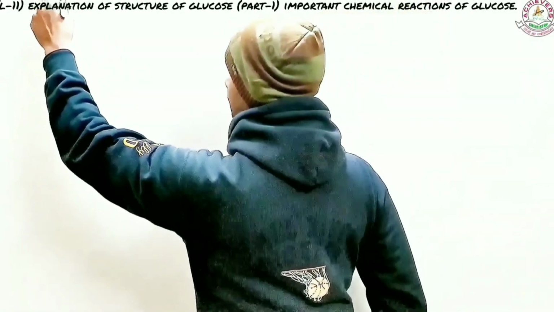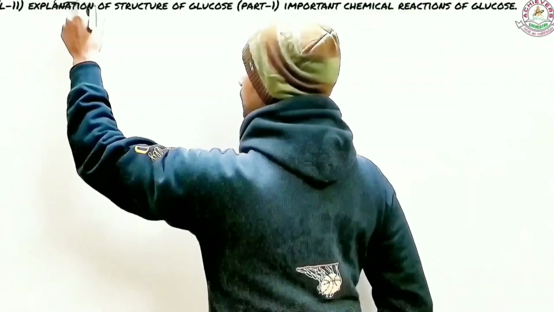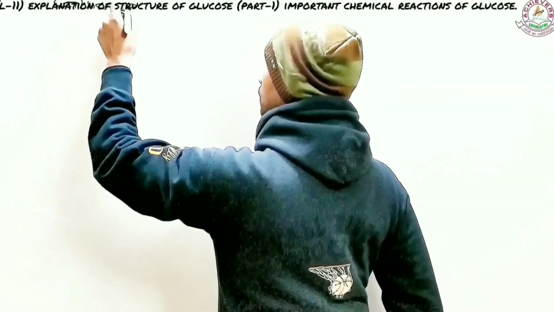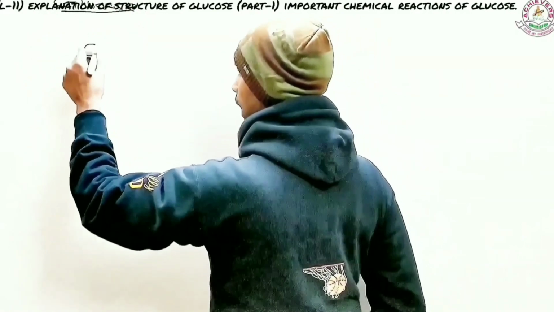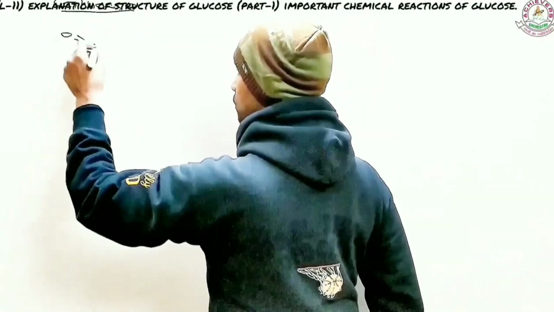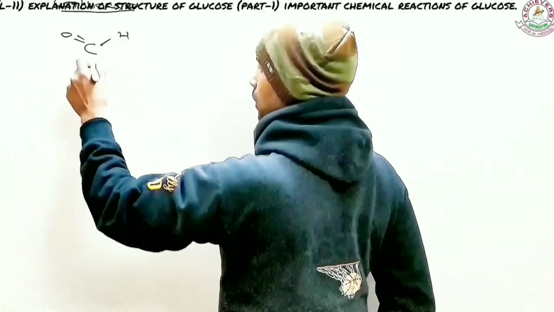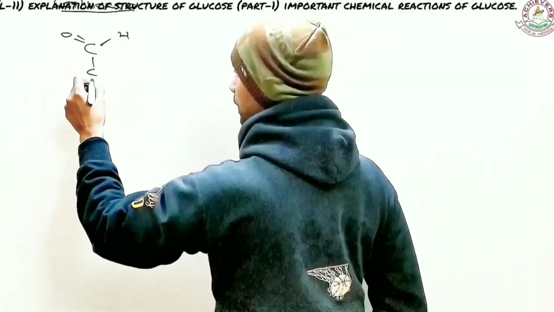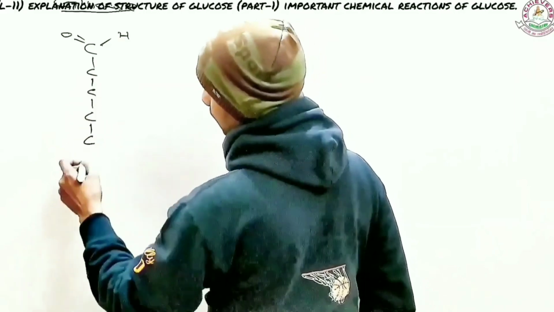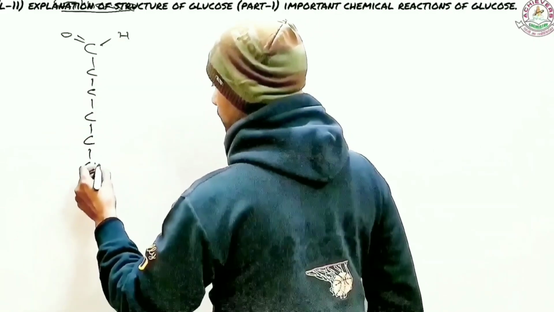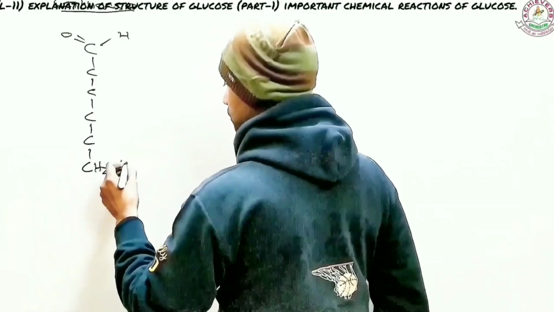We were going to do the glucose structure. I remember I have already explained that a glucose molecule has this kind of structure where the first carbon is in the form of an aldehyde and the rest of the carbons are arranged in this particular manner. The last one is in the form of CH2OH.